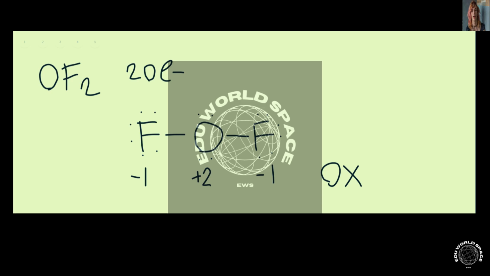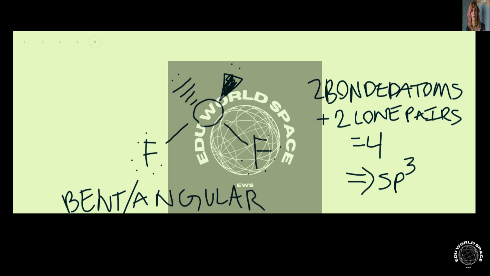But we're not done yet. We need to talk about the geometry of the molecule and the hybridization. So we know we have oxygen bonded to 2 other atoms and has 2 lone pairs of electrons. So it's surrounded by 4 things. When we have 4 things surrounding an atom, they're going to form a tetrahedron. But since only 2 of those things that are bonded to our central atom are atoms, then we have this bent, or in other words, angular structure.